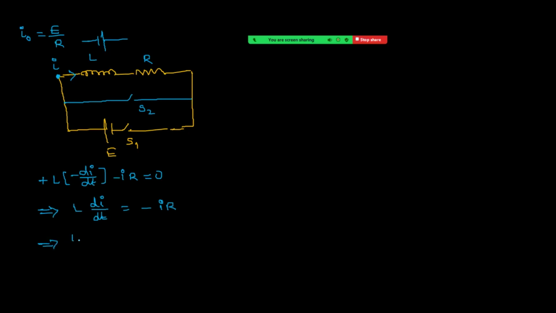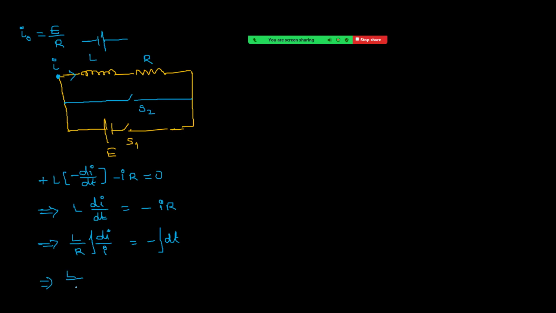From this I can write L by R di by I, that is equal to, see what else is left here. I have taken R to this side. di by I is equal to minus dt. Now integrate. Now we are integrating. Now see what we get.